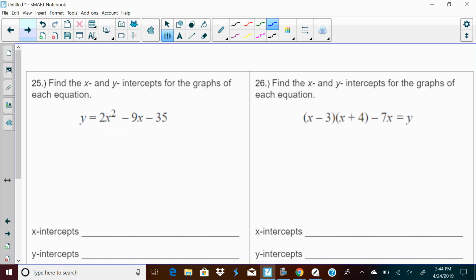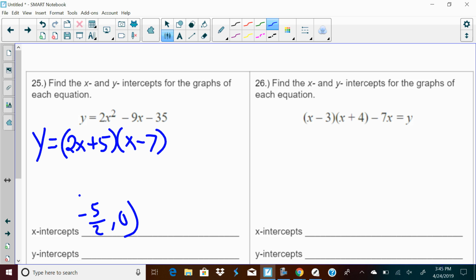25, find the x and the y-intercept. So in order to find the x-intercepts, I'm going to factor it. After I factor it, I end up with y equals (2x + 5)(x - 7). So my x-intercepts are (-5/2, 0) and (7, 0). My y-intercept is (0, -35). For the y-intercept, I just plug in 0 and I get negative 35.